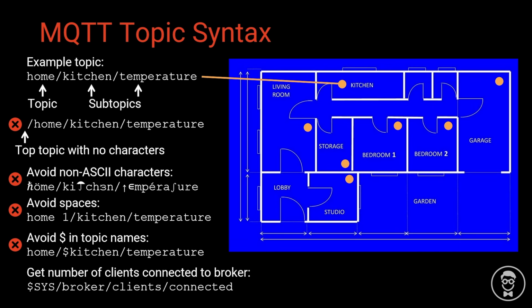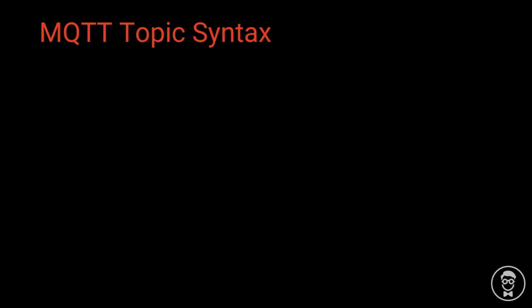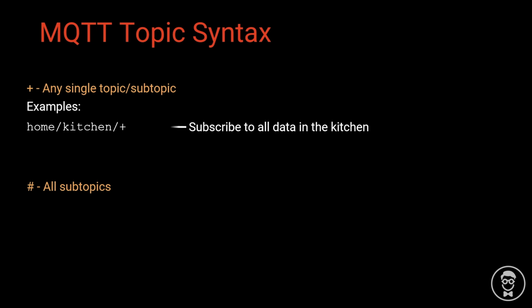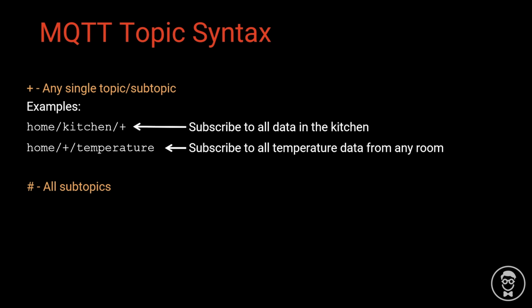When it comes to topic subscriptions, you should be aware of the 2 wildcard characters, the + sign and the hash symbol. The + sign indicates a single level wildcard used to mean any one topic or subtopic. For example, home/kitchen/+ means you'd like to subscribe to all of the data collected for the kitchen. It also works in the middle of the hierarchy too. So home/+/temperature means that you're subscribing to all of the temperature data posted for any room in home.